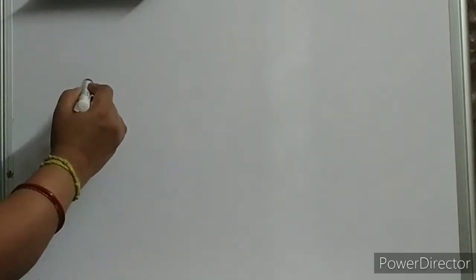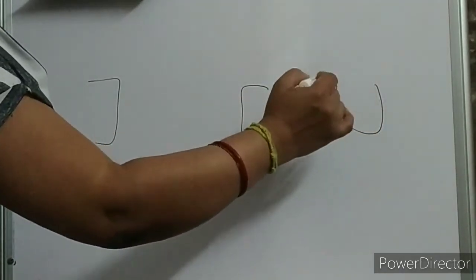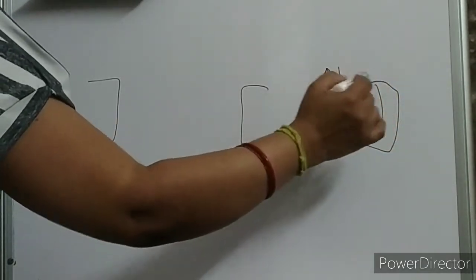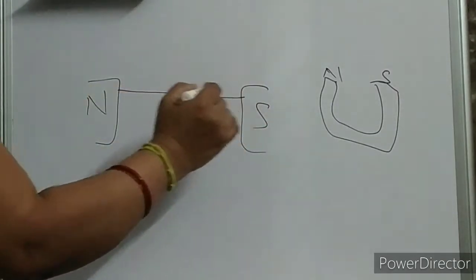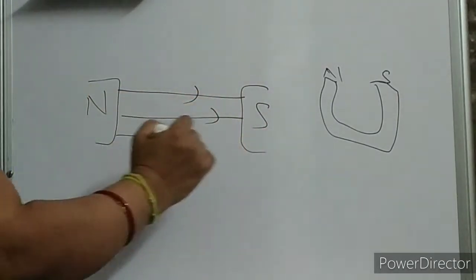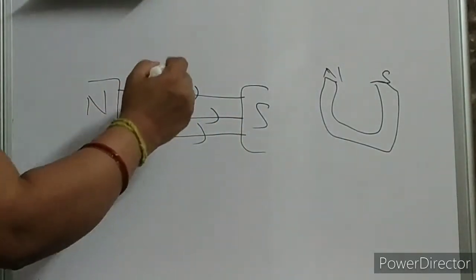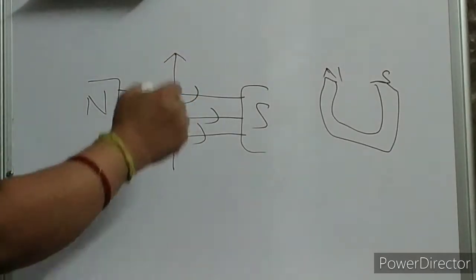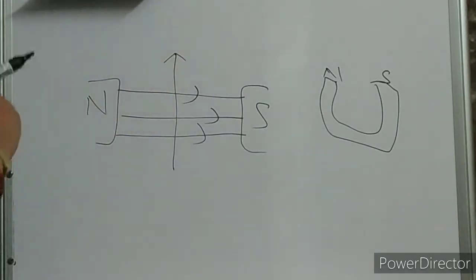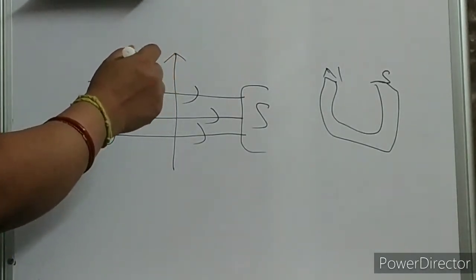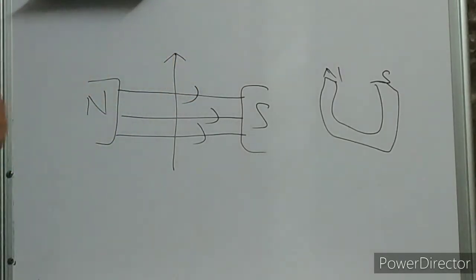In the last experiment we have seen a horseshoe magnet, north pole, south pole. This is your horseshoe magnet. Suppose this is your north pole and this is your south pole. The magnetic field will go from north and terminate in south. Suppose the wire is this, and in this wire current is flowing. So this is a current carrying wire, and there will be a magnetic field around it. Already we have studied, it will behave like an electromagnet.